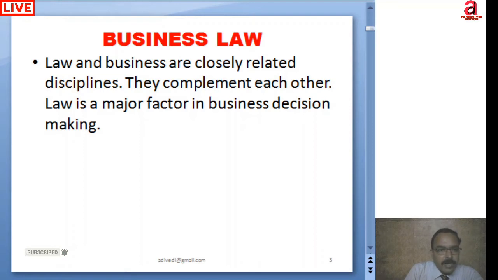Further, law provides a mechanism by which disputes between different parties are settled. Thus, there may be a dispute between a business enterprise on the one hand, and an employee, customer, government, dealer, creditor, etc. on the other. For example, if a shopkeeper sells a defective product to a customer, he has a number of remedies under different legal provisions. That's why business law is required to be understood.